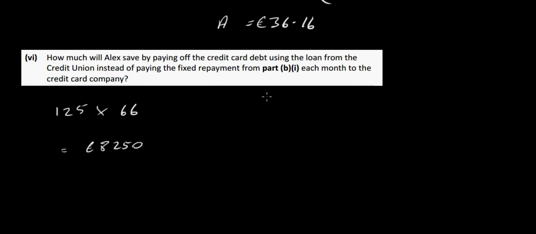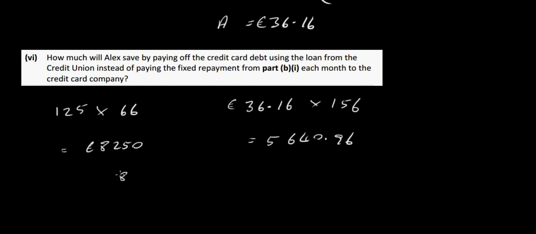Now, if he took out a loan from the credit union to pay off the credit card debt and then just paid off the credit union instead of the credit card company, he would pay back 36 euros and 16 cents, and he pays that off for 156 weeks. So if we multiply this out, he actually pays back 5,640 euros and 96 cents. So he saved quite a bit here.